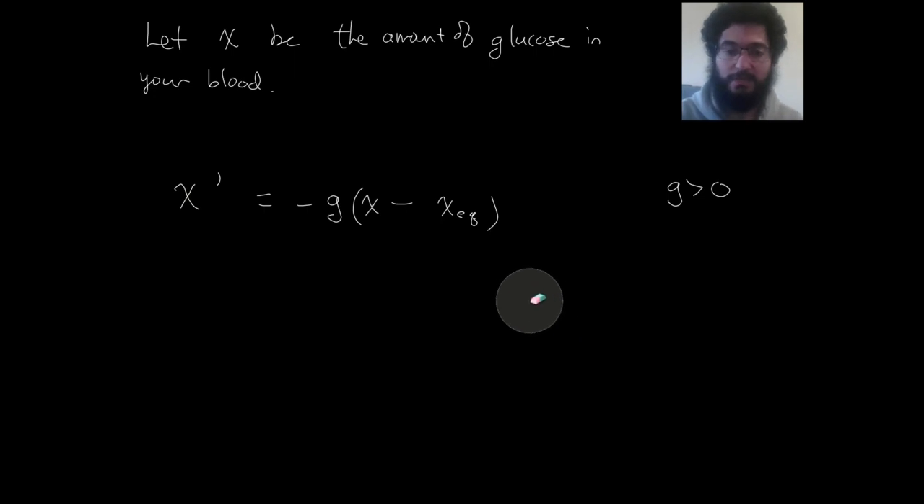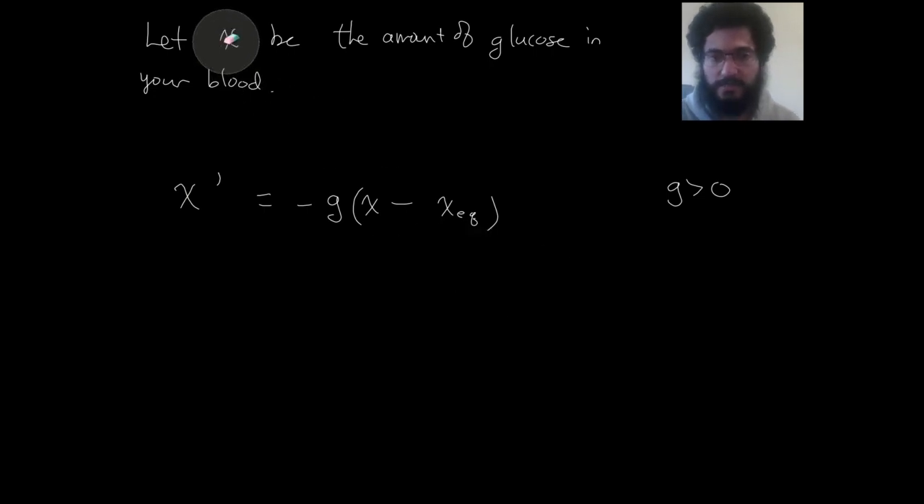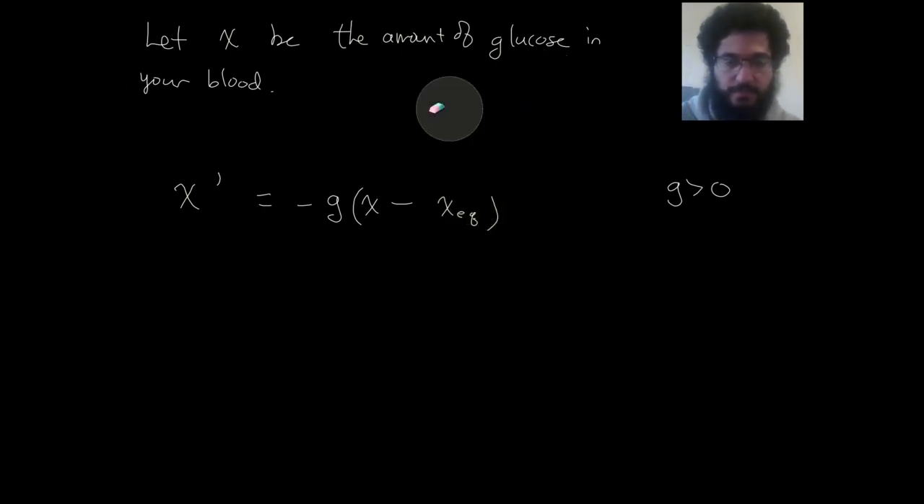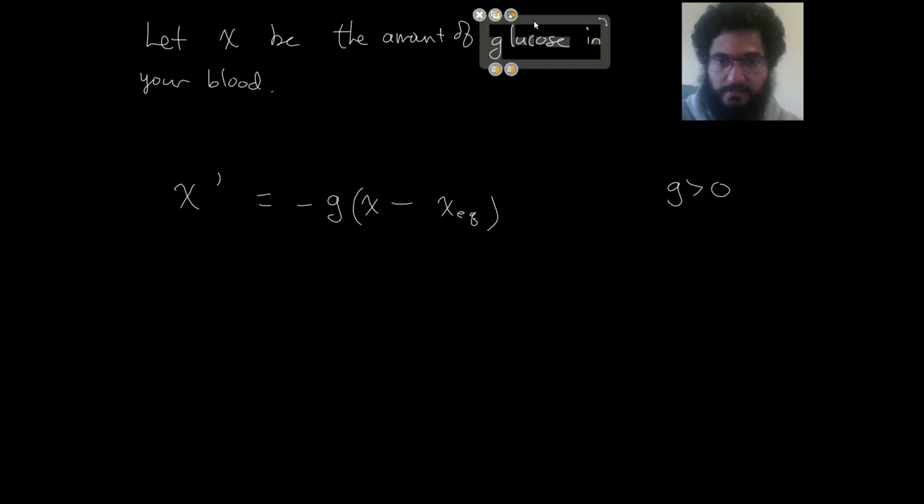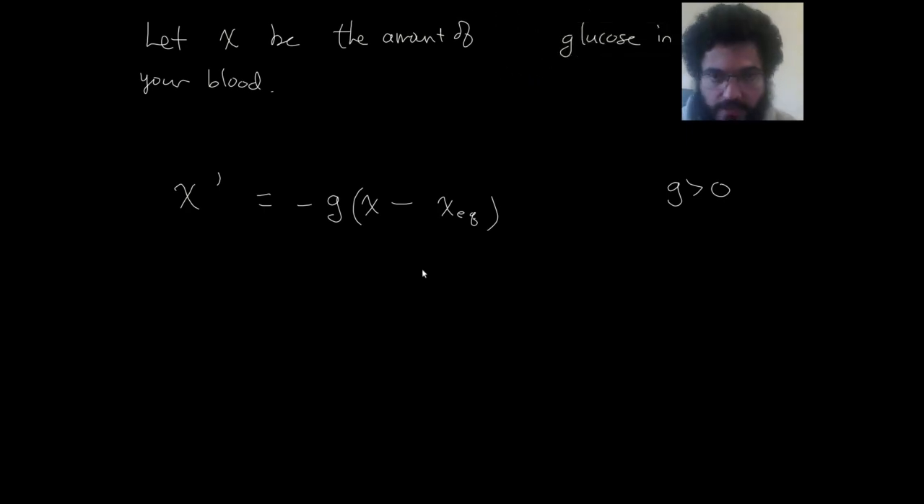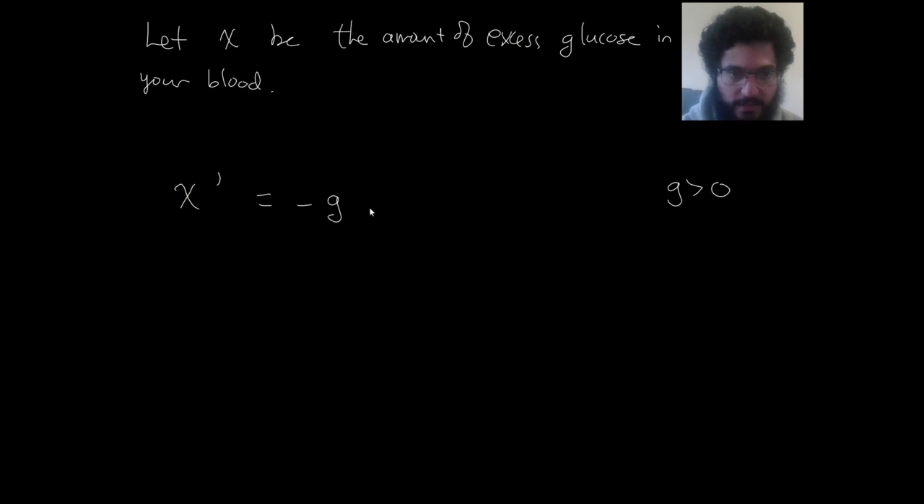You've seen that before, but probably easier to just redefine x itself and say, instead of x being the amount of glucose in your blood, it'll be the amount of excess glucose in your blood above the equilibrium level. So the new x is actually what I was calling x minus x equilibrium. So now I can just put x here, and then this is the derivative of the old x minus x equilibrium, which is just the derivative of the old x.